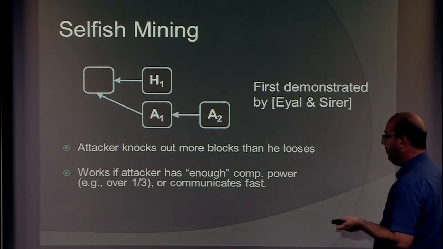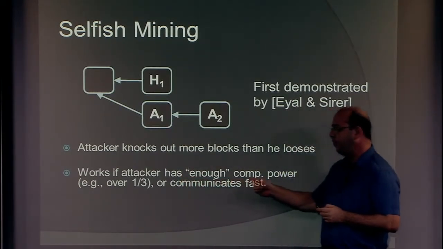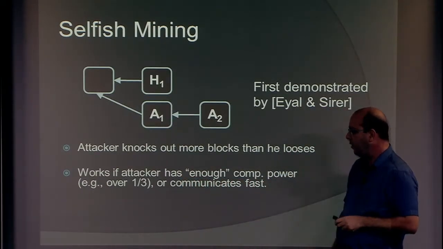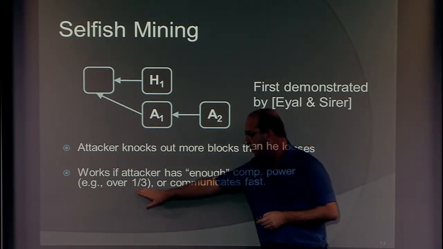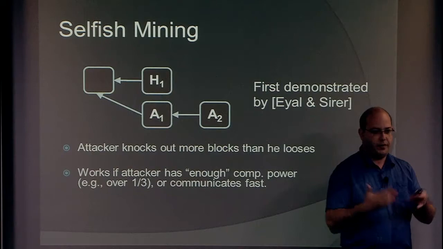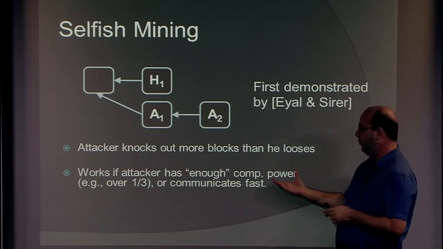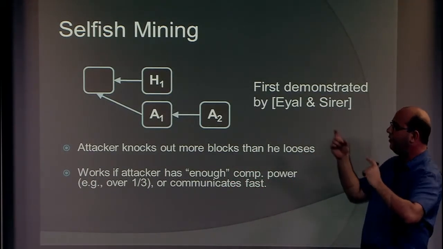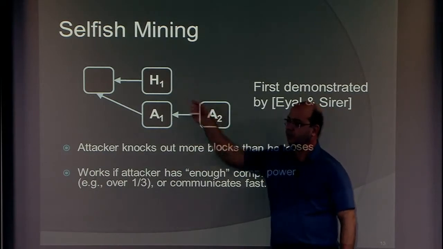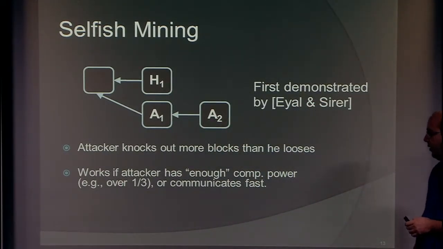Luckily for us, perhaps, this attack only works if the attacker has enough computational power. He has to be large, or he needs to communicate very quickly. Okay, so if you have an attacker with over 1/3 of the computational power in the network, they can do this attack successfully. If they can communicate fast and send their blocks faster than the blocks of the honest network, then somehow they can do it with far less computational power.